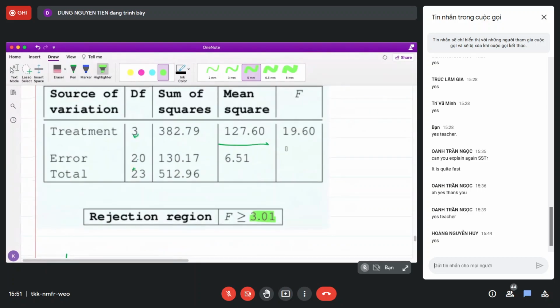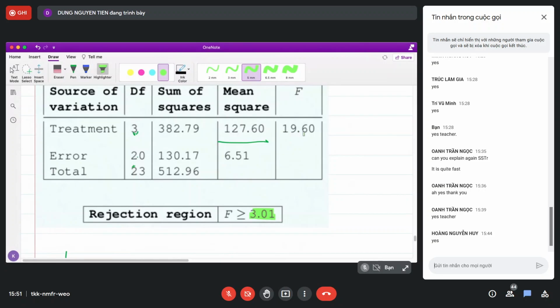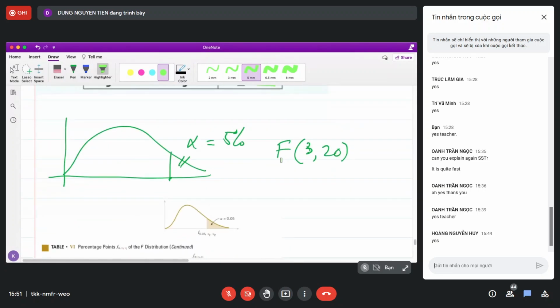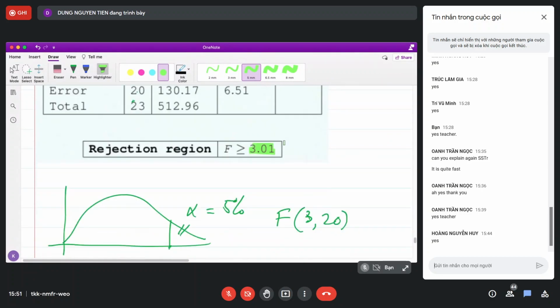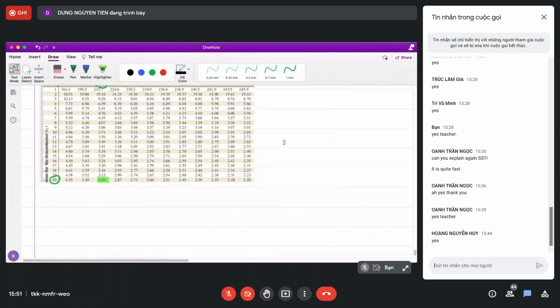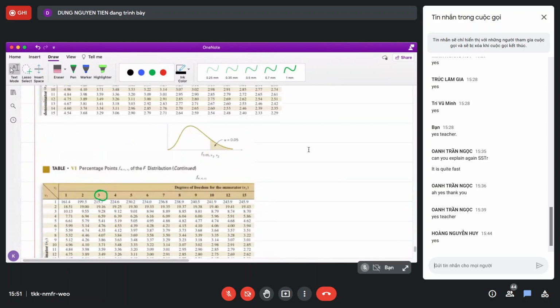And then the F value you obtain is 19.6, which is greater than 3. So F is too big, and we can reject the null hypothesis, which means that we can conclude that the mean values are different. Do you understand? Is it clear, everyone? It is all clear.